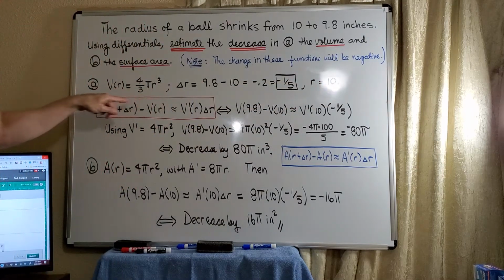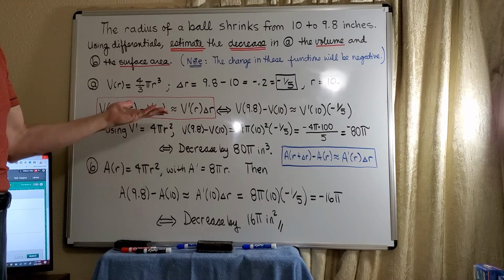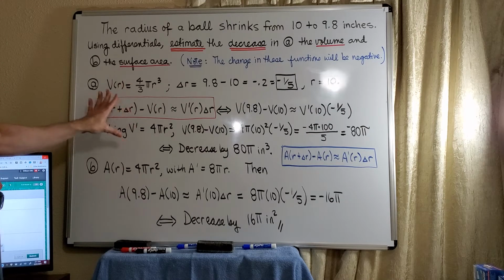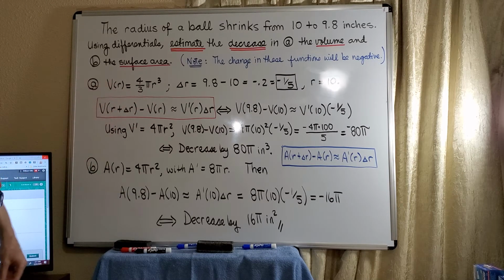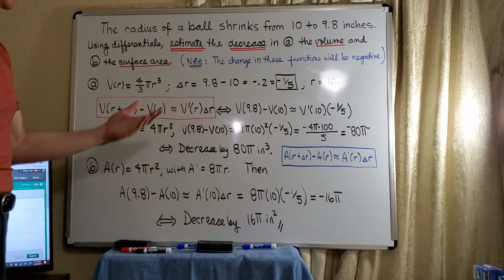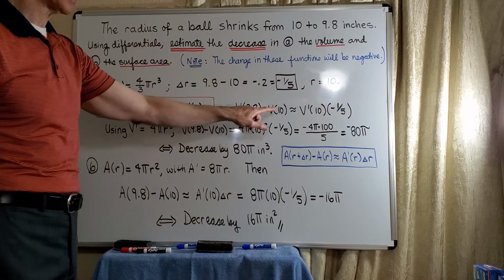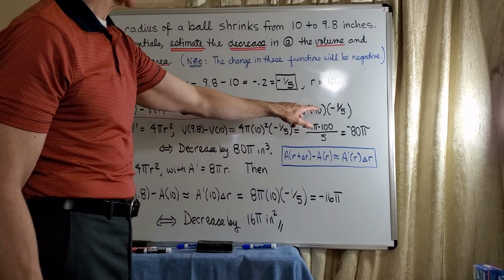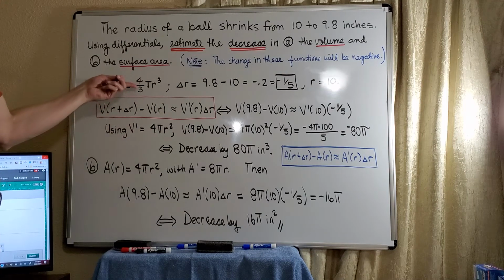And so now, just like we had before, we see that the actual change in v, which is v of r plus delta r minus v of r, is approximated by v prime of r times delta r. And that's where we stop. We're not solving for one particular function value like we did in the previous problem. So all we really need to do is compute this term. So in substituting, that just means that v of 9.8 minus v of 10 is approximately v prime of 10 times -1/5. And so, of course, we just need our derivative, so we can use our power rule.